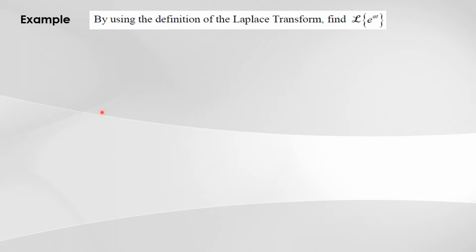We are going to learn how to use the definition of the Laplace transform to find the Laplace transform of some basic functions. Here is an example of a question. We are asked to use the definition of the Laplace transform to find the Laplace transform of e to the power of at. So in this question, f of t is given by e to the power of at, where a is a constant. So how do you find the Laplace transform of e to the power of at?